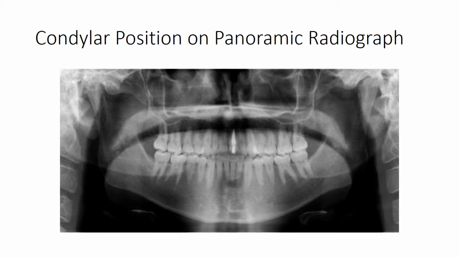This slide demonstrates the normal condylar position as seen on panoramic radiograph. You can see here the left condyle is within the glenoid fossa of the temporomandibular joint, and it is posterior to the articular eminence.